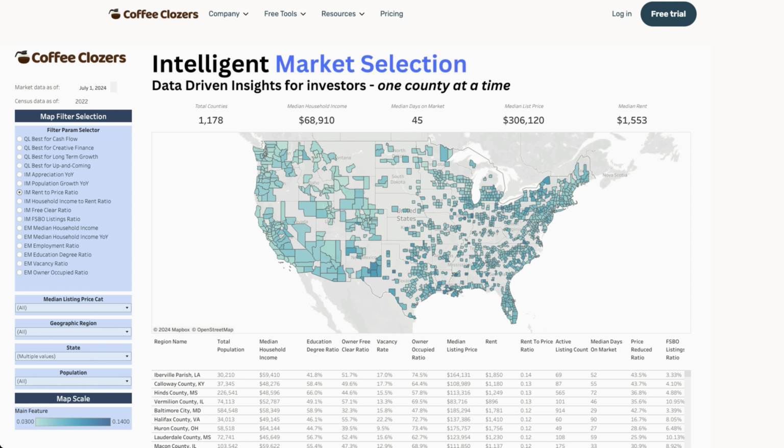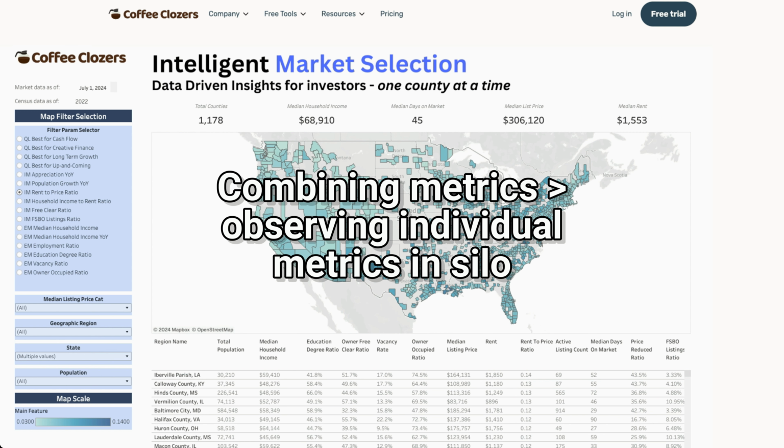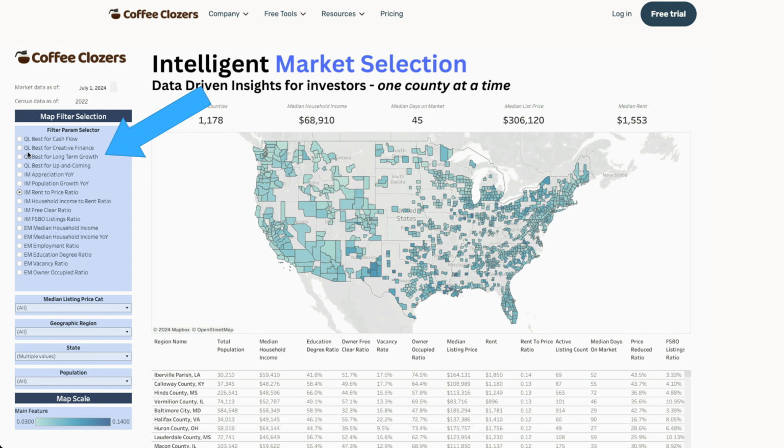Now, as we covered, looking at metrics one by one is useful, but to really make a decision on which counties or areas to invest in, we need to look at a combination of metrics. This is why we have quick lists here. These are basically combining different metrics so that we can quickly analyze which counties are best for our strategy. So we have here best for cash flow, creative finance, long-term growth, and up and coming. Now, this will depend on your strategy. There isn't one single region that satisfies all investors. Please note that. Now, what other filters do we have here?